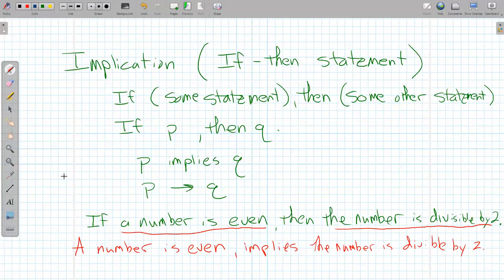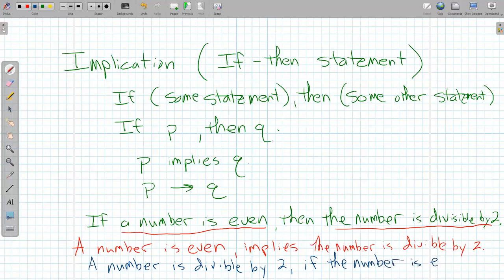Sometimes you'll see people flip it, but not really. So I could also write: a number is divisible by 2 if the number is even.